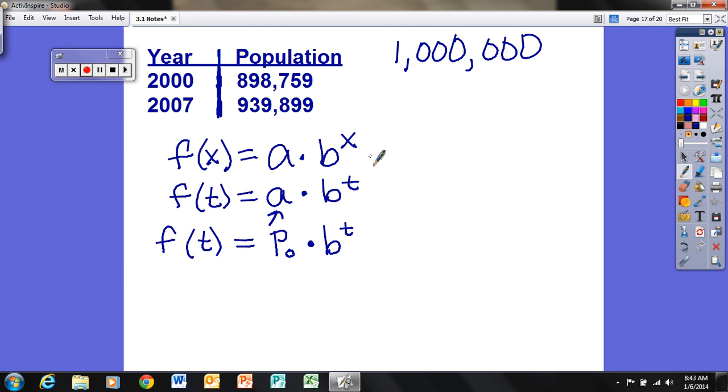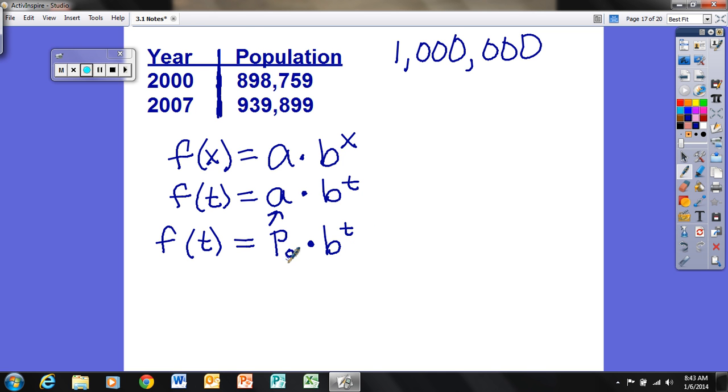And now you don't always have to show me all of these steps. If you could go right here from now on for population examples, that's fine. I just wanted to show you why we're using this notation. So again, this is our initial value. This is our growth factor. And in time, t years.